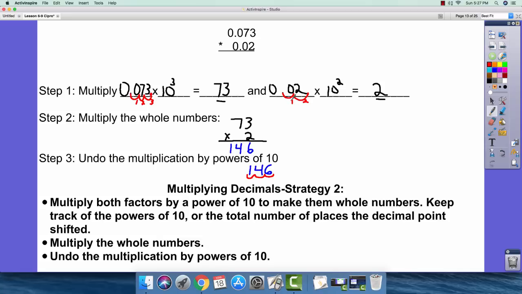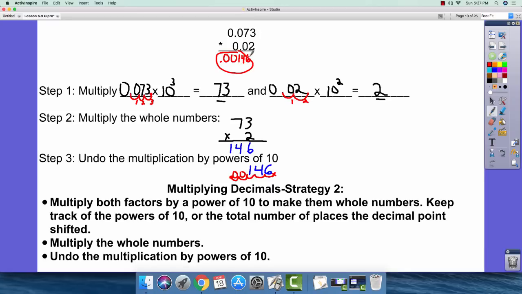And I also moved my decimal point 2 places to the right in 2 hundredths to get to 2. So I need to move my decimal point another 2 places to the left. 1, 2. And that's where my new decimal point is. So 73 thousandths times 2 hundredths is 146 hundred thousandths. All right, and that answer totally makes sense because it's less than the 73 thousandths that I began with.